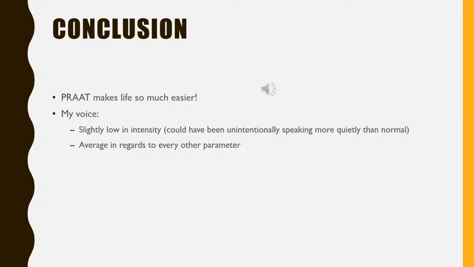So in conclusion, I've learned that Pratt makes life a lot easier for SLPs, and I've learned that my voice might be slightly low in intensity, but that also could have been just me unintentionally speaking more quietly than normal. But otherwise, my vocal quality is average in regards to every other one of Zemlin's parameters.